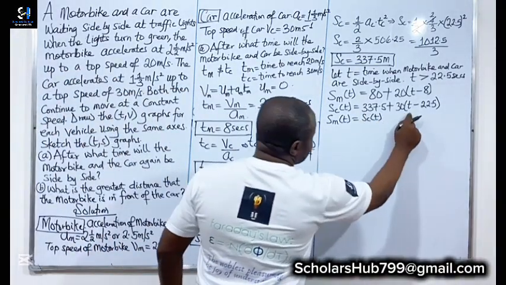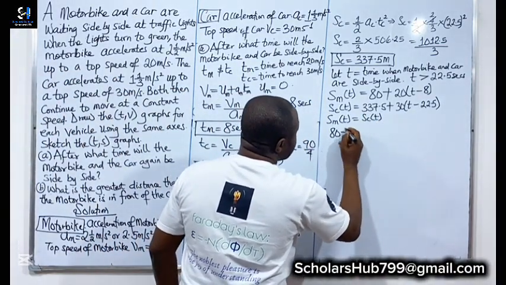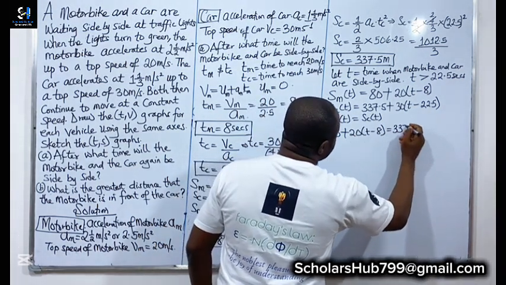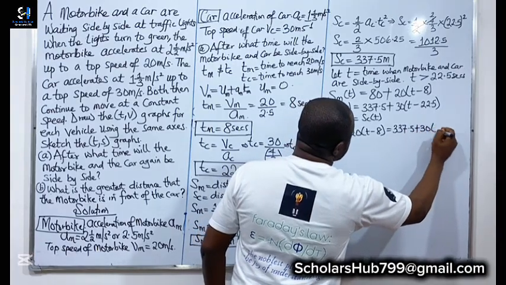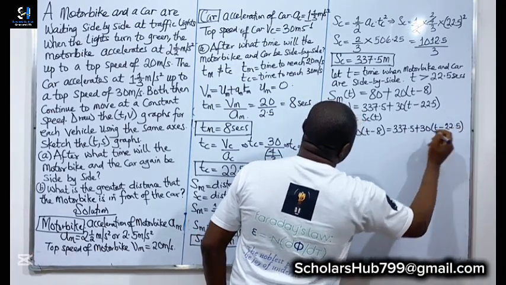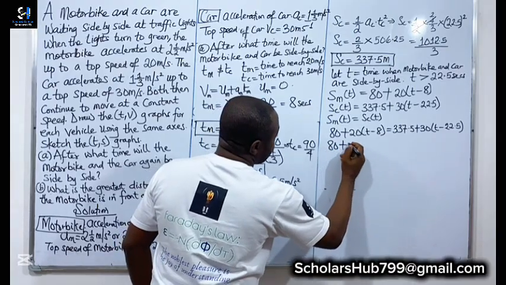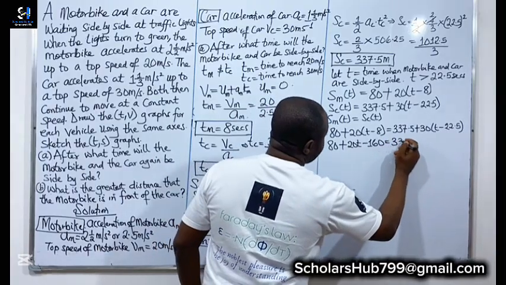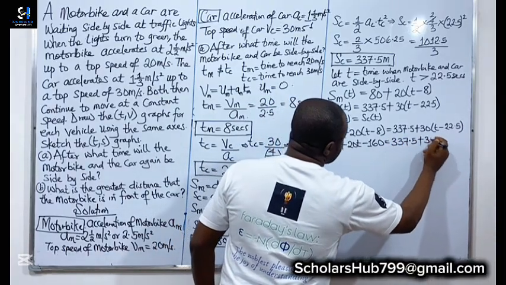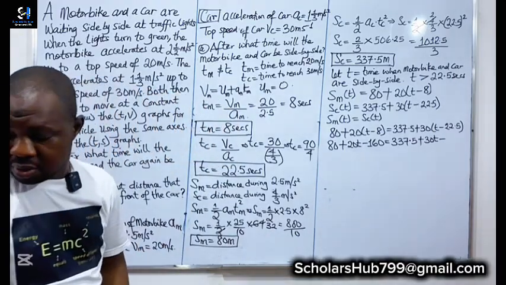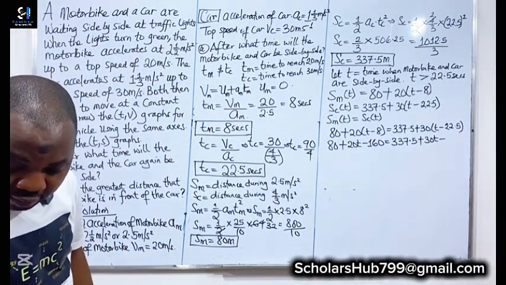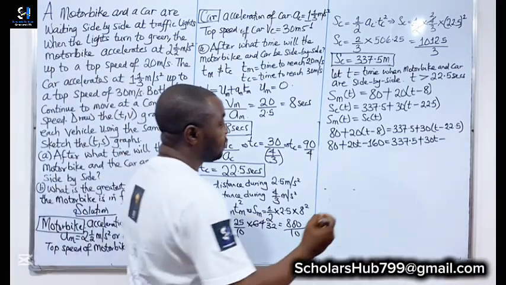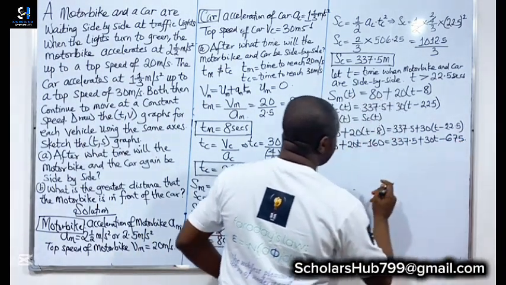Because like I said, it will be greater than 2.5. So we have 80 plus 20 into T minus 8 equals 337.5 plus 30 into T minus 2.5. So this will be 80 plus 20T minus 160 equals 337.5 plus 30T, then minus, what is 22.5 multiplied by 30? That will be 675. So this will be minus 675.